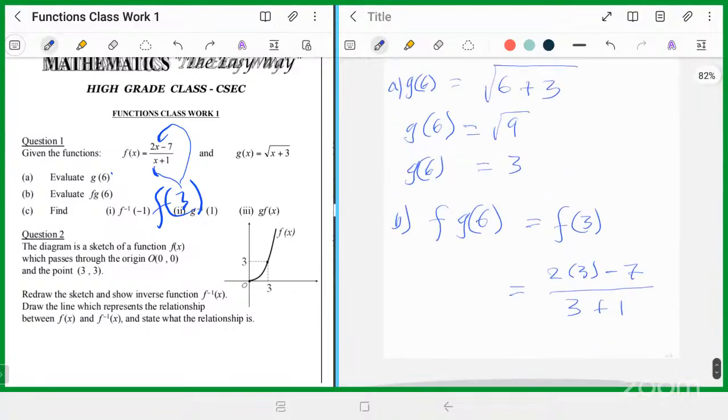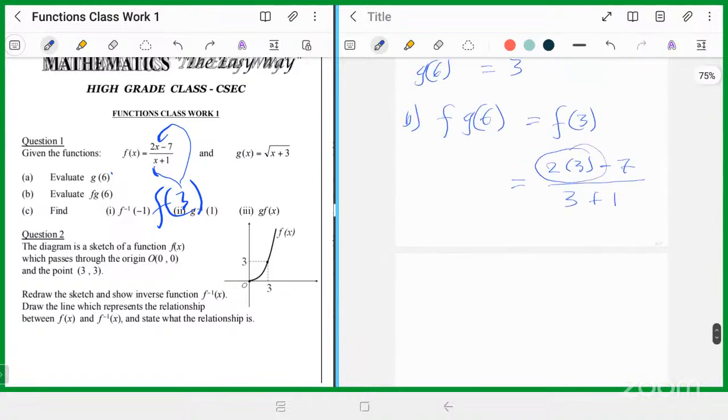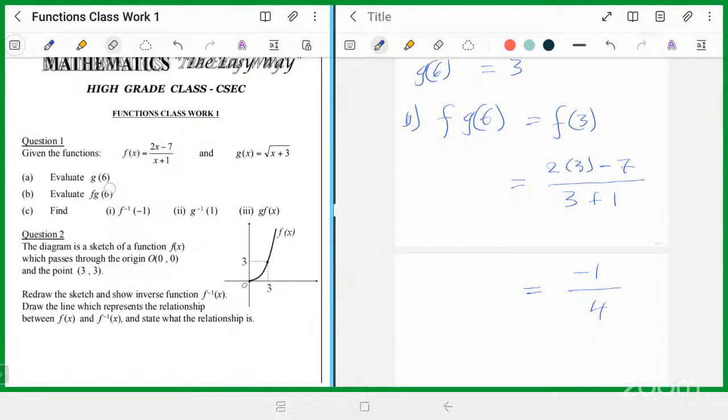Good. And then what it is that this is 6 minus 7. 6 minus 7 is negative 1 divided by 3 plus 1. 3 plus 1 is 4. And so that is the answer right there. Negative 1 over 4. Alright? So that is it. That's the easy way to do it.